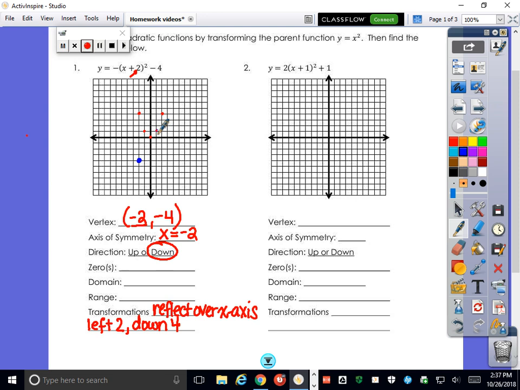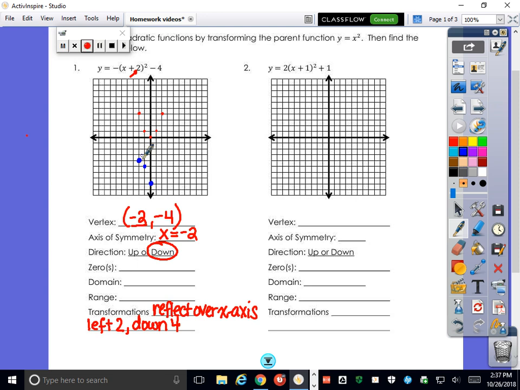If I take this point right here and I reflect it, I put it down at -1, and then we go left 2 and down 4, putting that right there. And then if we take this point at 2, 4 and we reflect it, it's going to be right here. If I go left 2 and down 4, it's going to be right here.